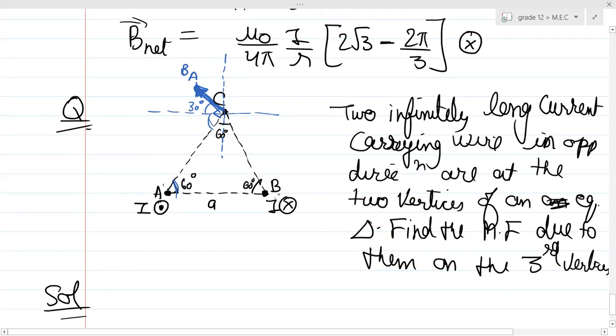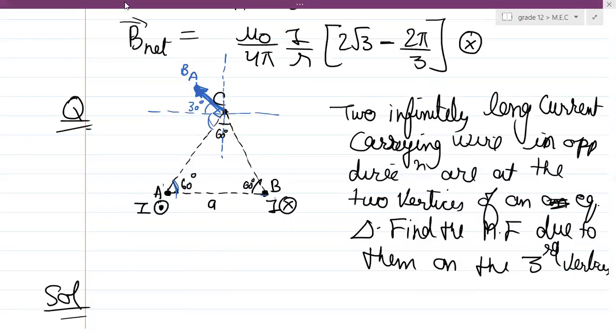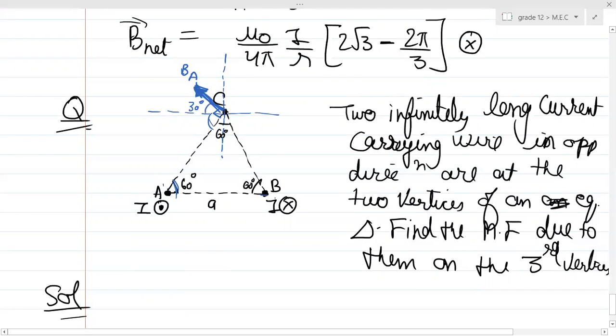Now similarly, we'll look at point B. So can you see point B, the current is going into the plane, and I'll move my fingers like this. So can you see now from B to C? Yes or no? Please remember the magnetic field due to this will be like this. This is the magnetic field due to the point B. And can you see this is 60 degree, again this will be 60 degree, and this will be 30 degree.